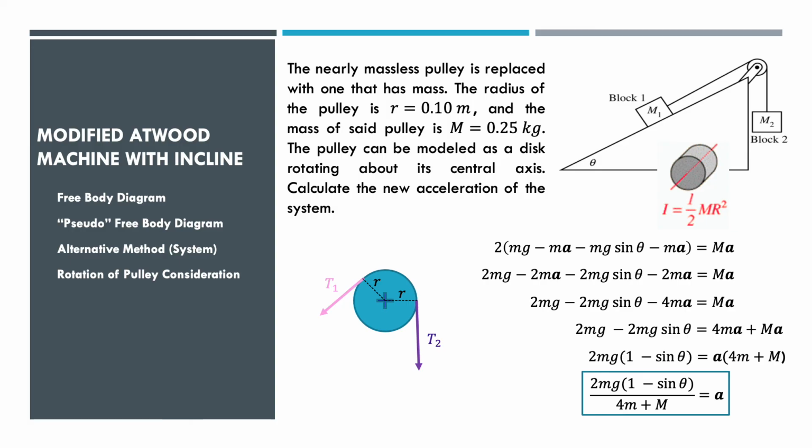Now, I challenge you to plug in 30 degrees for sine, and I challenge you to plug in capital M equals 0, meaning, what if this formula had no mass for the pulley? It should give us the answer we had earlier, and it does. Also, the pulley will slow down the acceleration because the net force not only is moving the blocks, but is rotating the pulley as well. So there will be a decrease in acceleration because of the pulley having mass.